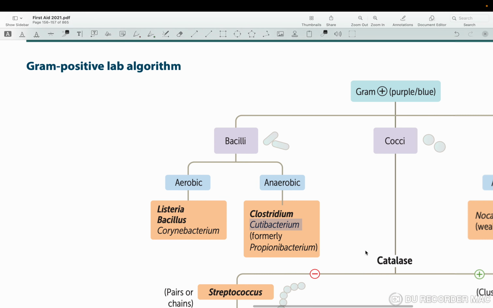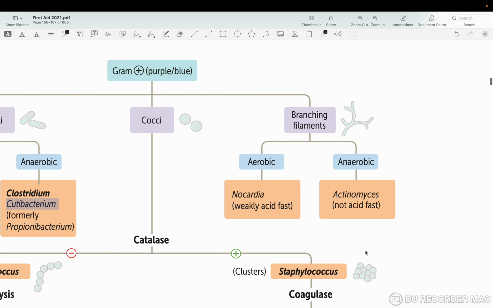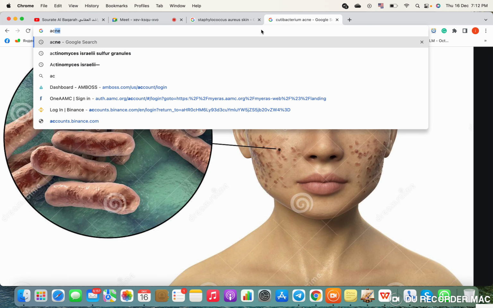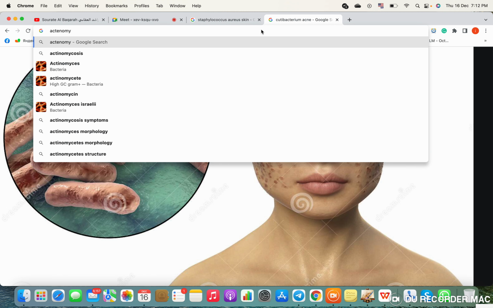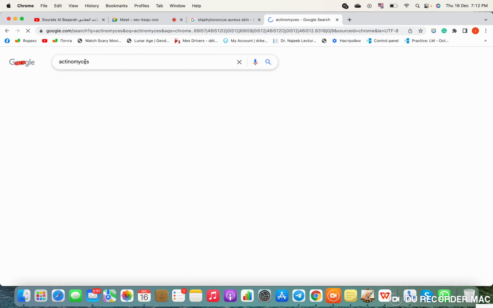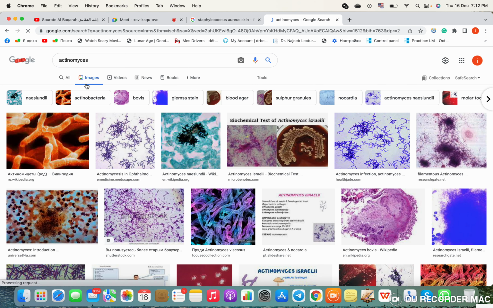Okay. So the last thing, we have branching filaments. We have aerobic and non-aerobic. There is something important about these guys. Back in the time, they thought that they were not even bacteria. So let me show you why. Actinomyces. They used to think, yeah, exactly, that they were fungi, but they discovered they were wrong. I will tell you why they discovered they were wrong.